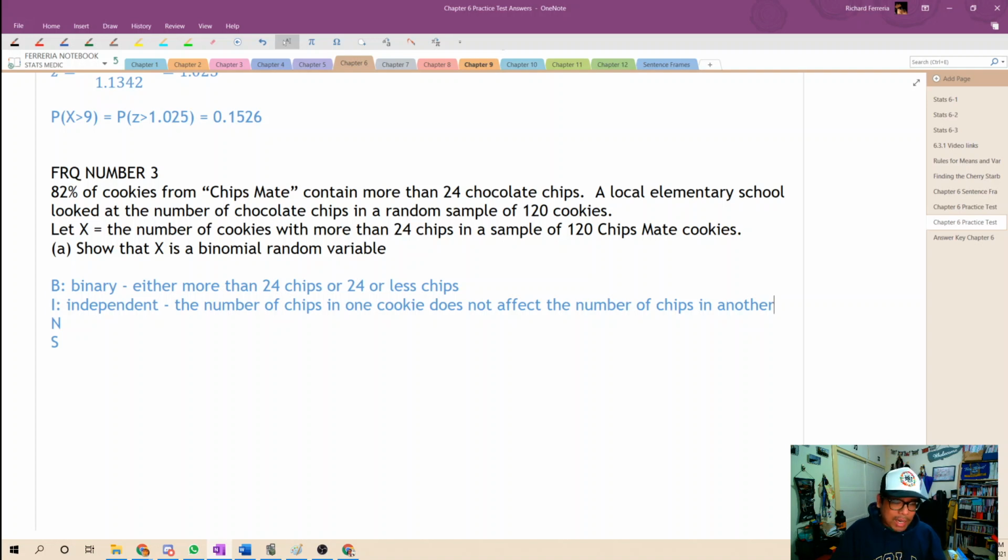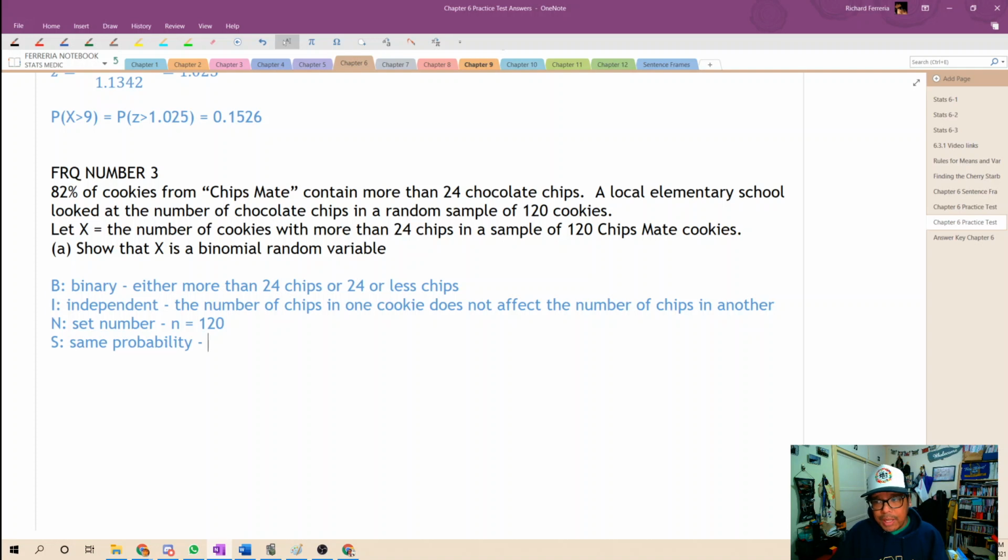Now that may or may not be true if you think about it, but we're actually going to just assume right now that whether or not one cookie has more than 24 chips doesn't really affect whether or not the next cookie or any other cookie has more than 24 chips. N stands for a set number of trials, and here we're looking at 120 cookies. So n equals 120.